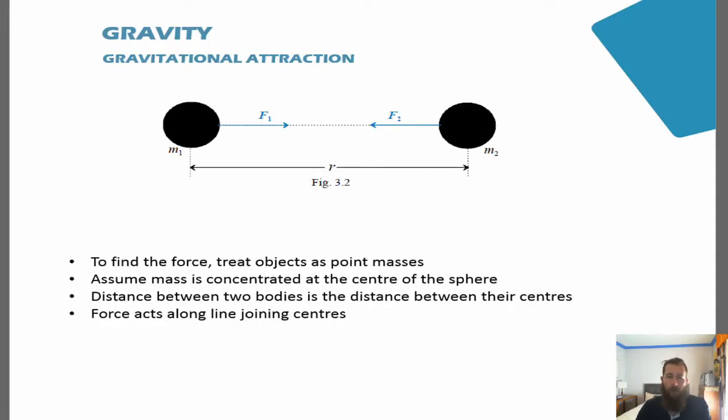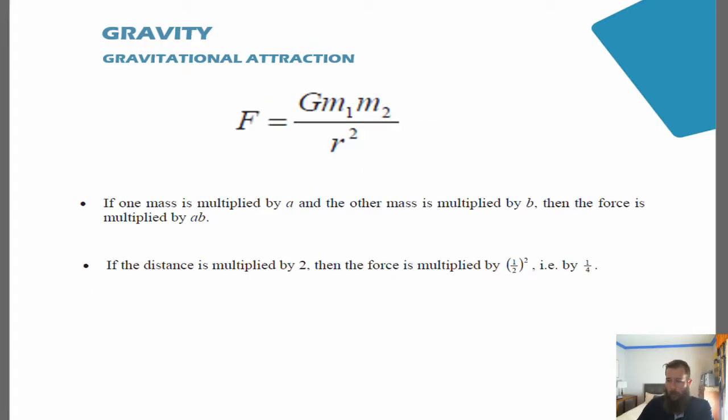When using the formula, it's important to remember, especially when we're working with really large objects like planets, we're going to treat the objects as point masses, meaning the mass is just concentrated at one point in the center of the object. So that's what we call the center of mass. Don't forget to take this into account when you're measuring the distances.